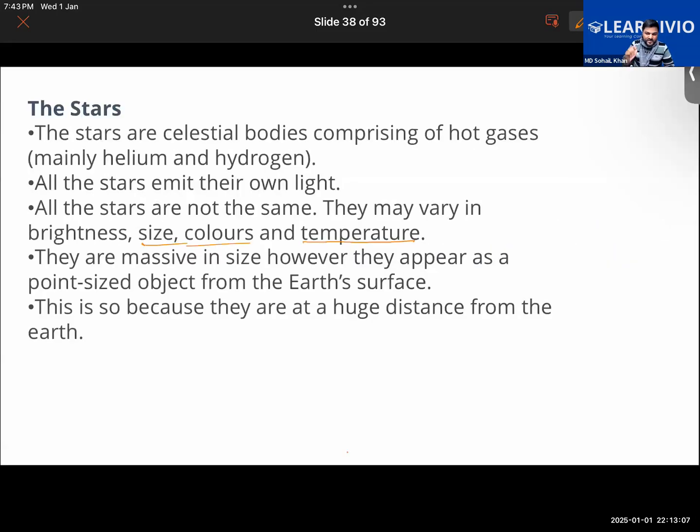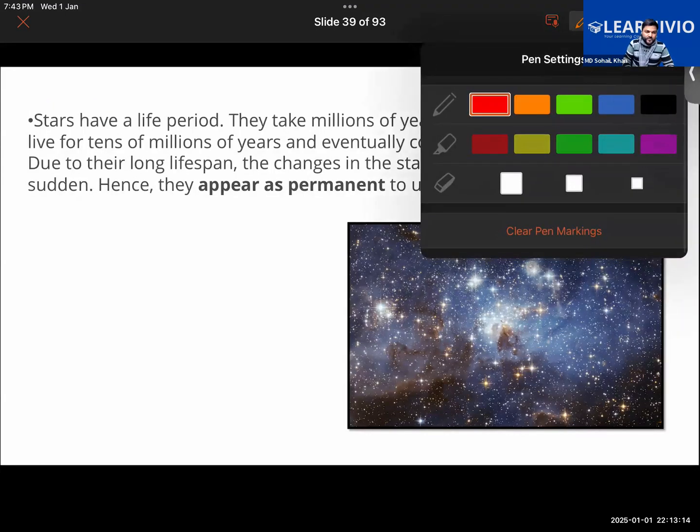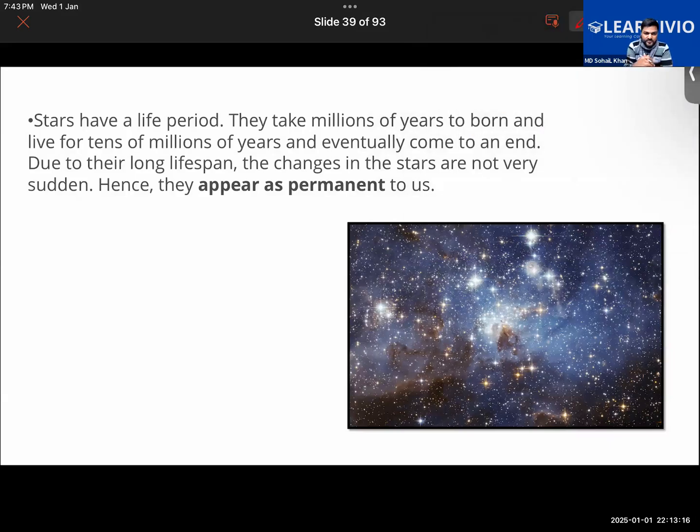Plus the stars appear very tiny to us because they are at a huge distance from the surface of the earth. Okay. Now stars also have a life period. They take millions of years to be born. They will be living for millions of years or billions of years.